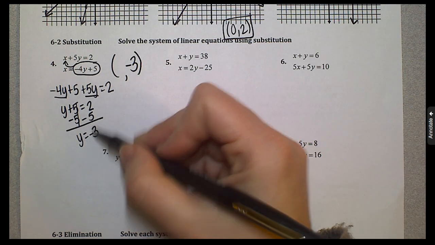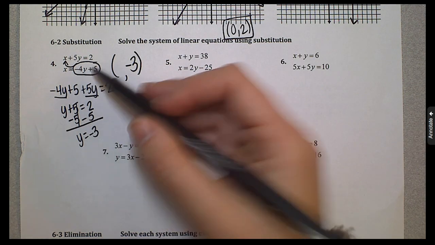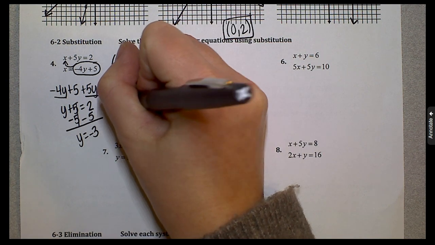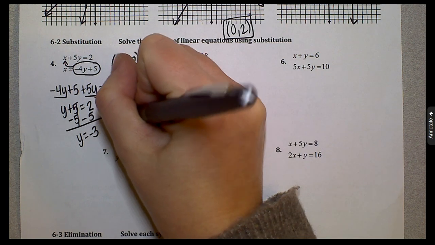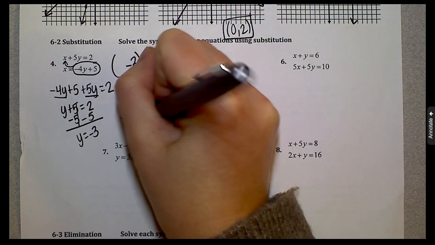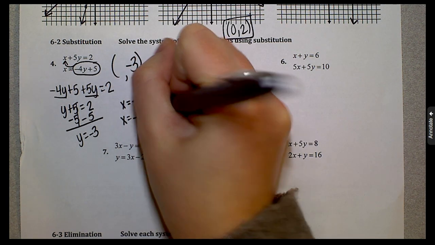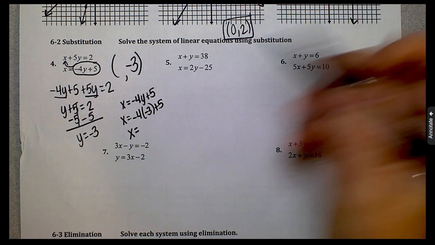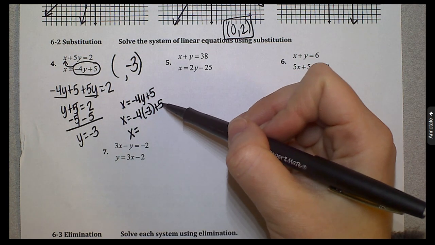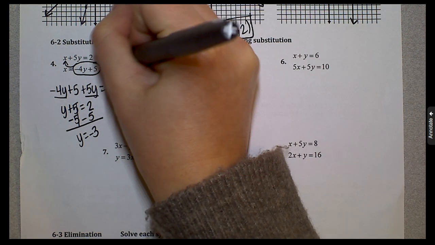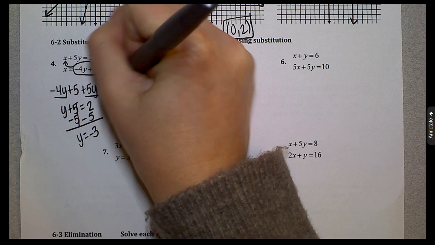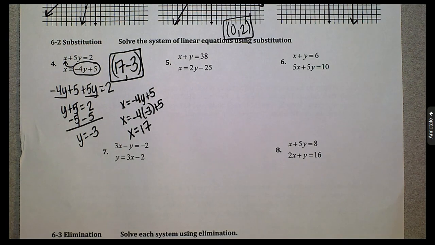So now that I have y, I can just plug it in. You can pick either equation. I'm going to pick the second one because I'm solving for x and it's x equals. So I pick the equation, I'm going to plug in the y that I just found, and I'm going to find x. So that would give me what? 12 plus 5, and that would be 17 for x. And now I have my final answer for my point: 17 comma negative 3. What a beauty.